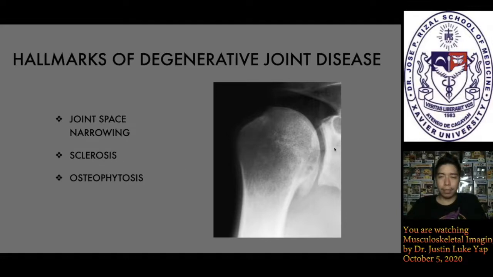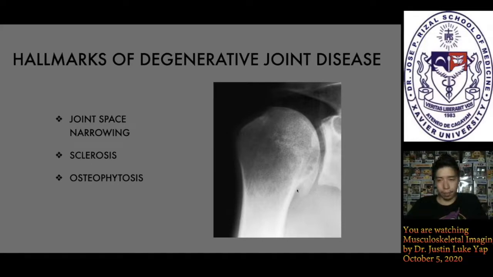Sclerosis or end-plate sclerosis usually happens at the margins. So observe that this part of the bone is much more dense than this region. So that's sclerotic changes. And you have osteophytosis or osteophyte formation. So these are bone outgrowths seen usually at the margins of the affected joints.